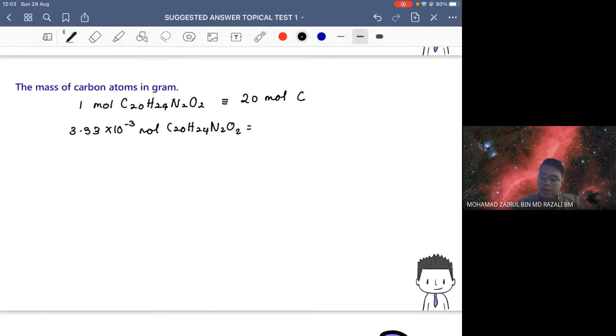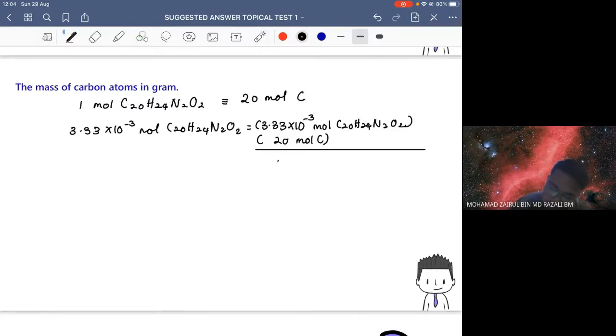Okay, so nak cari mole carbon, awak buat je lah, awak darab je silang. So, equal to 3.33 times 10 to the power minus 3 mole quinine. Okay, multiply by 20 mole of carbon. And then, awak bahagikan dengan 1 mole of C20 H24 N2 O2. So, awak boleh cancel mole quinine.